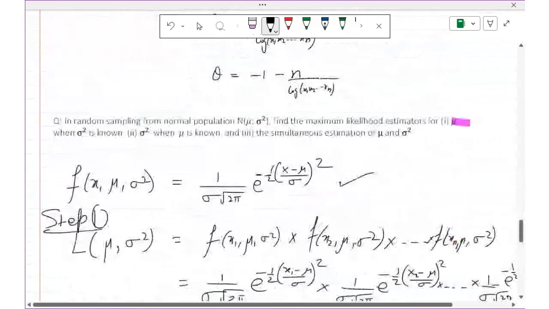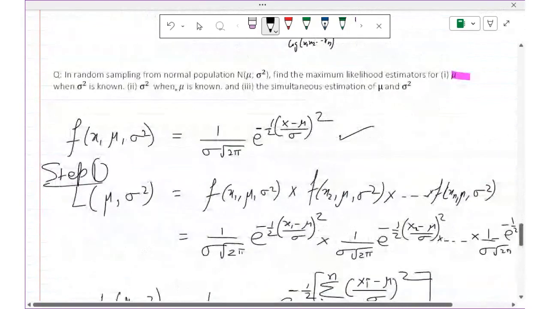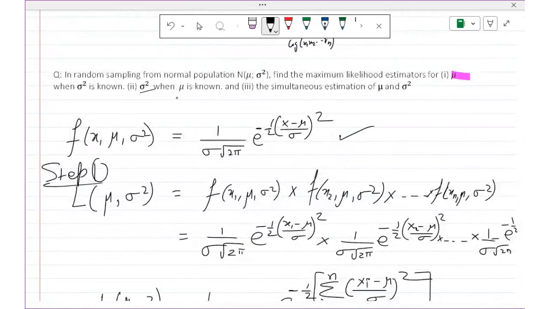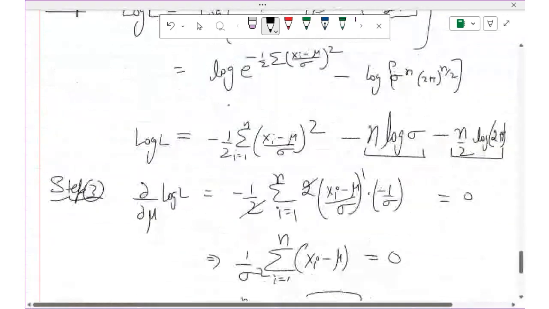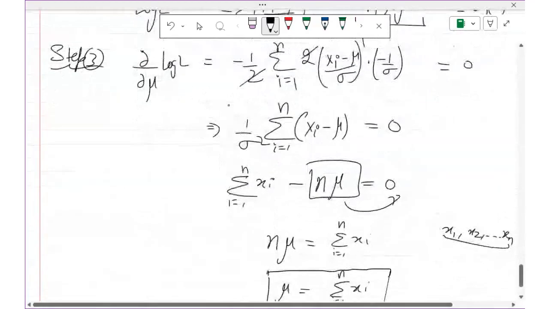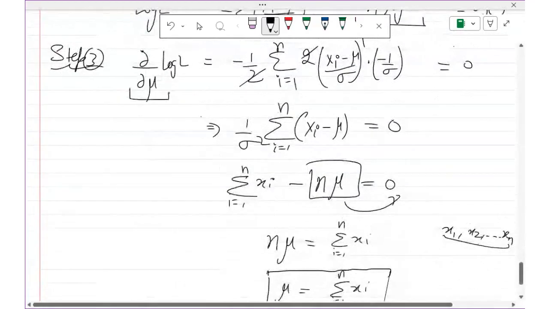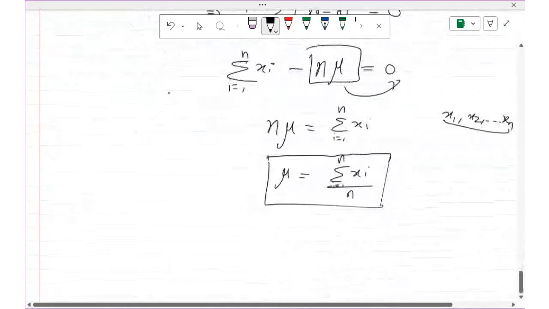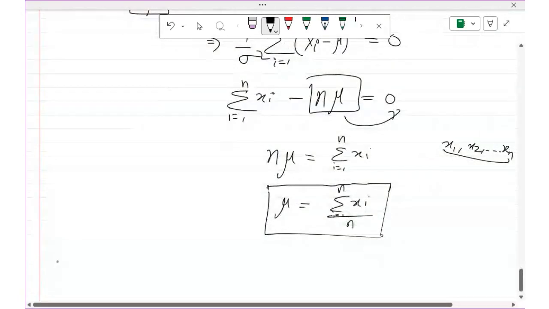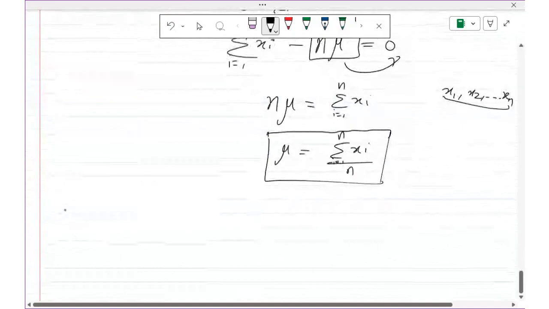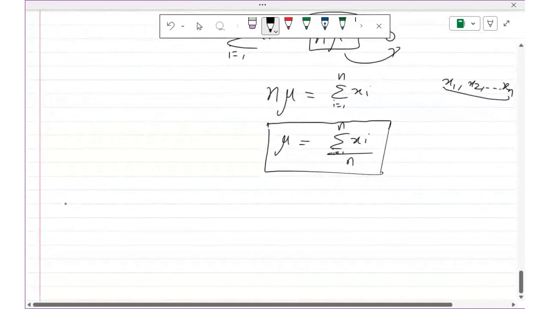Now in the second part, we will find the maximum likelihood estimate of sigma square when mu is known. Now we will do the derivative with respect to sigma square. Earlier we have done the derivative with respect to mu, now we will do the derivative with respect to sigma square. So now we will find part 2, and in part 2 we have to find the MLE for sigma square.